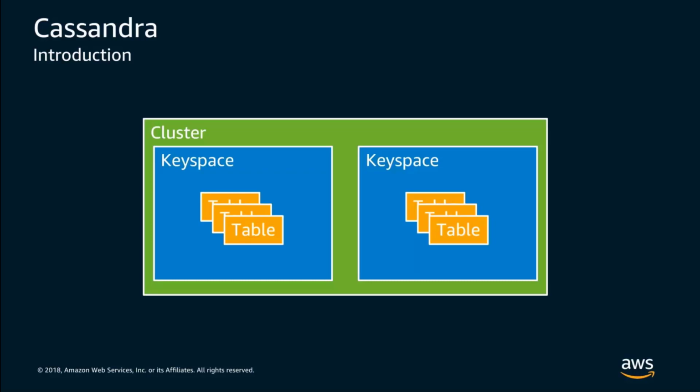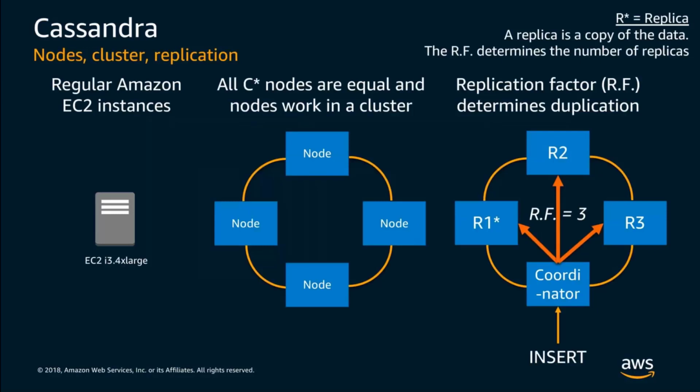Now, inside a cluster, you have keyspaces. Keyspaces are kind of like databases. And then inside a keyspace, you have a table. So a keyspace could be like production, another keyspace could be dev. You can choose some settings between the two keyspaces. So a cluster is made up of one or more keyspaces, and a keyspace has one or more tables.